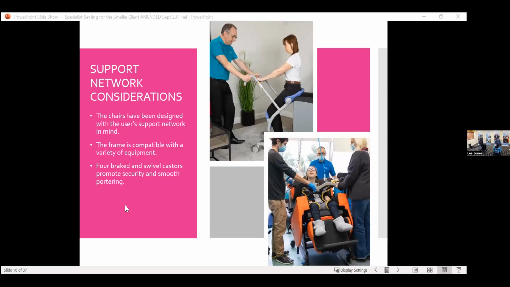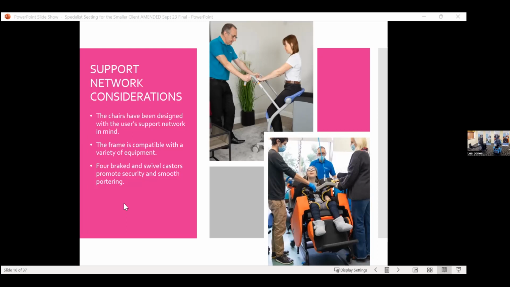Something often forgotten, support network considerations. So when designing the chair, a primary focus is, as you'd expect, revolves around meeting the needs and expectations of the person who's going to use the chair. We aim to ensure that the chair is effectively supporting and accommodating and correcting the user's posture during its use.